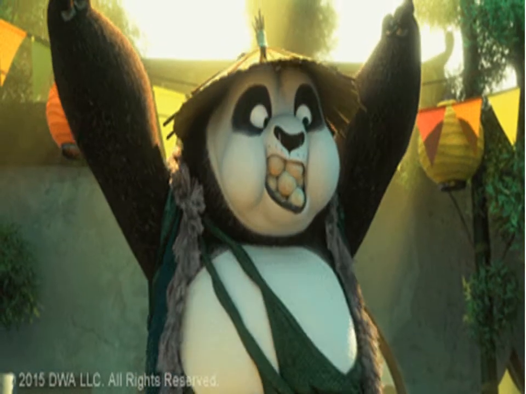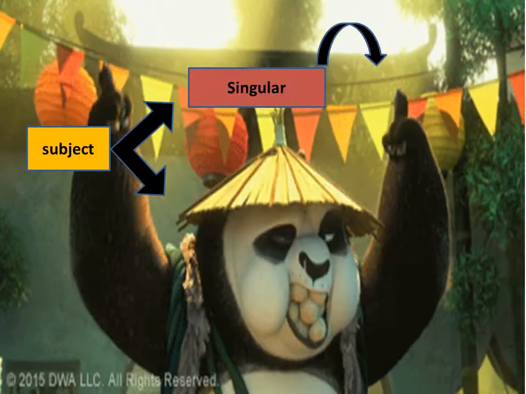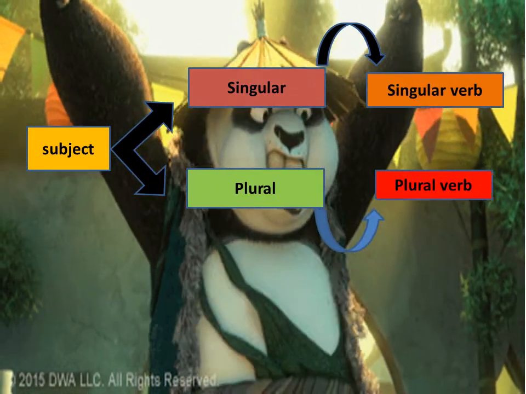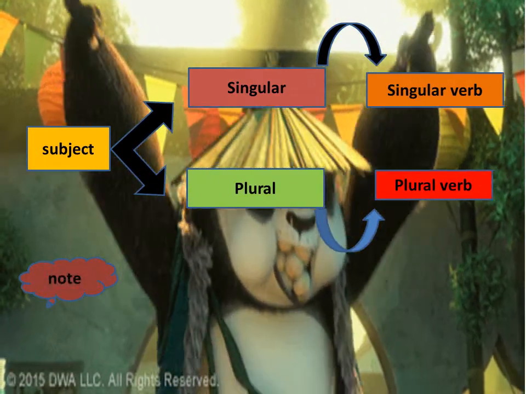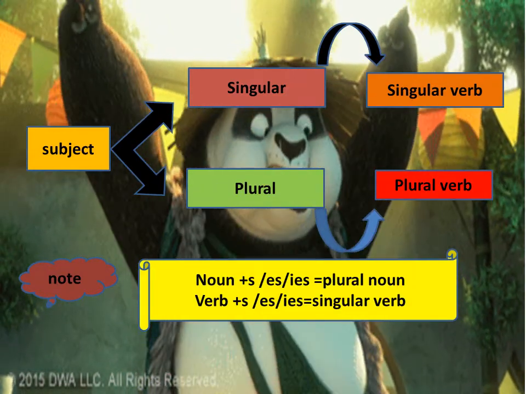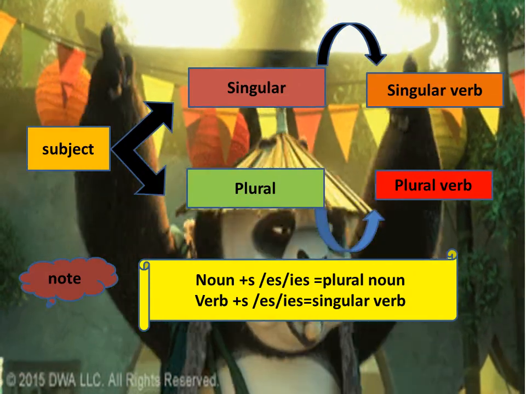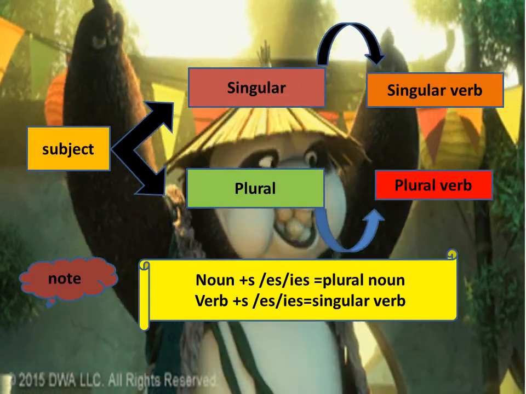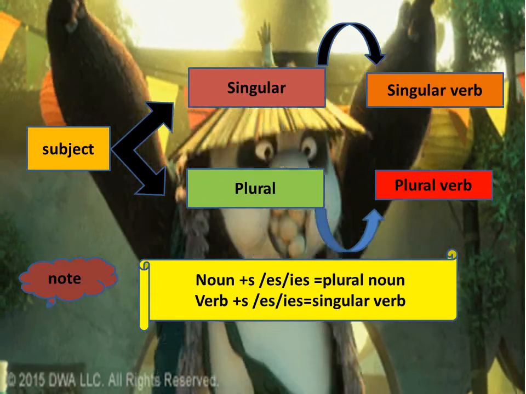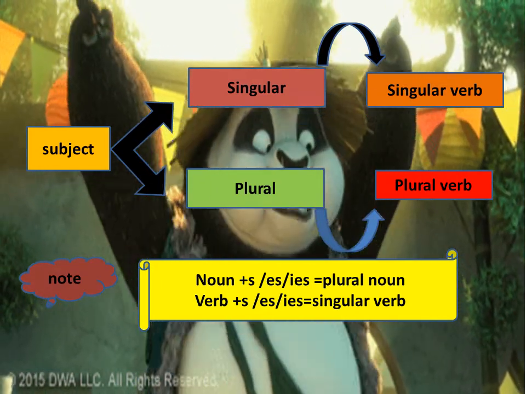Students, if the subject is singular, we use singular verb along with it. If the subject is plural, we use plural verb along with it. Right? Students, let us read the note now. The note says, if a noun has s or es attached to it, it becomes a plural noun. For example, boy. Boy is a singular noun, right? We are talking about only one boy. And if we add s to it, it becomes boys and it becomes a plural noun, right?